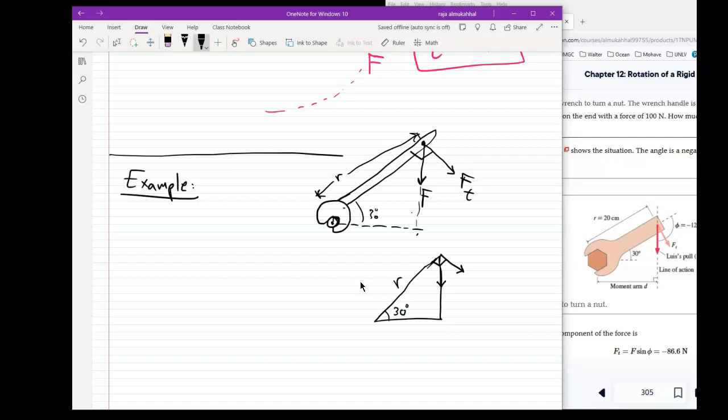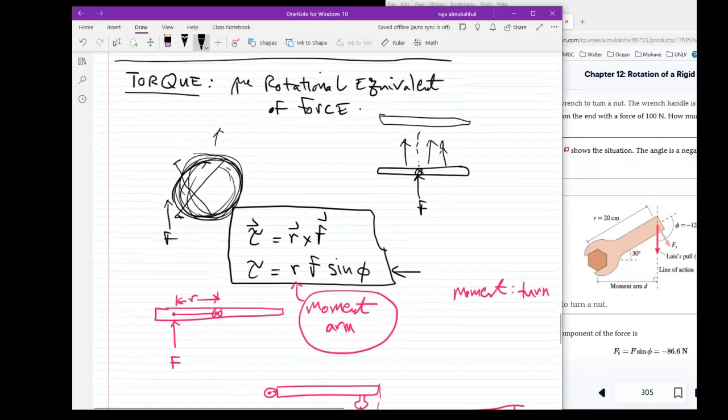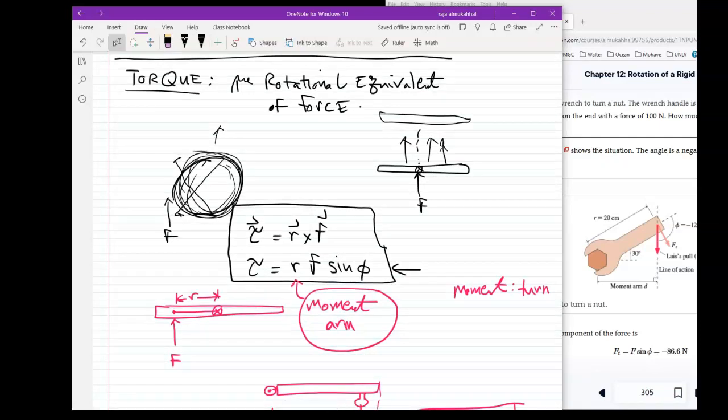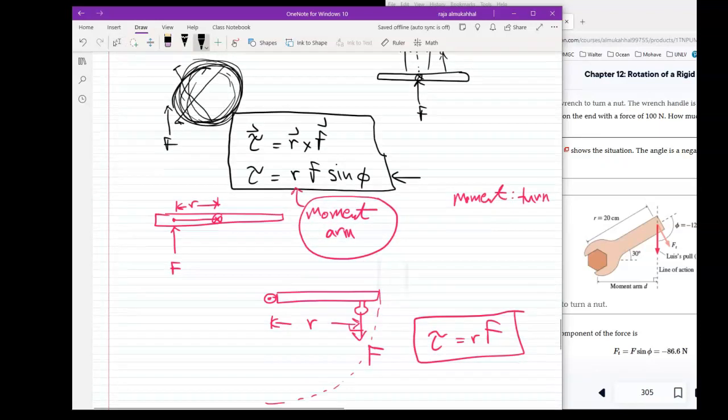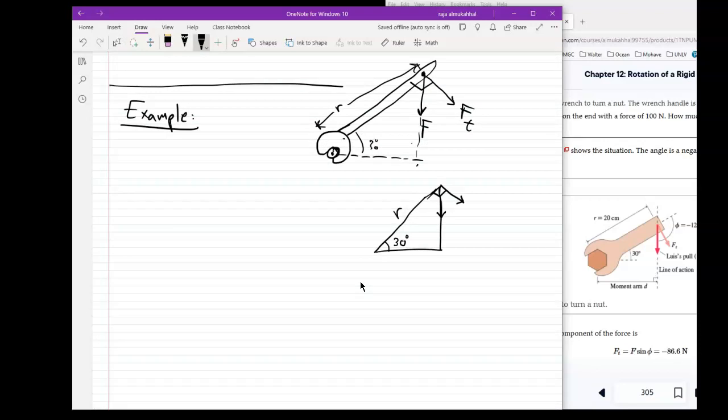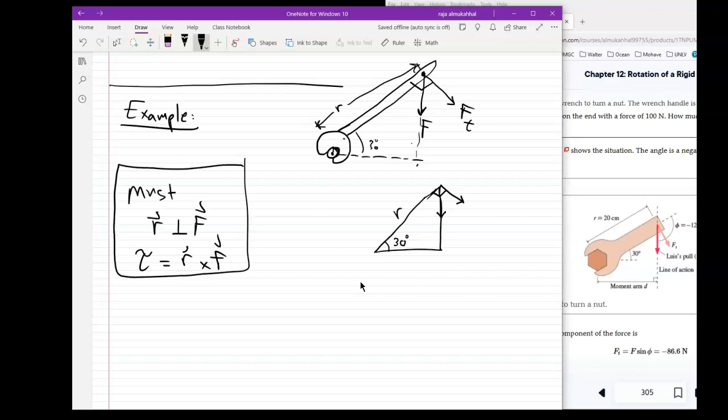Let me go back and write this one down so you want to keep that in mind. Here, must. If you're taking notes, you probably want to box it. R must be perpendicular to the force. It has to be perpendicular to it. So if it's not perpendicular, you want to find that perpendicular. You get that? So how do we do this problem?